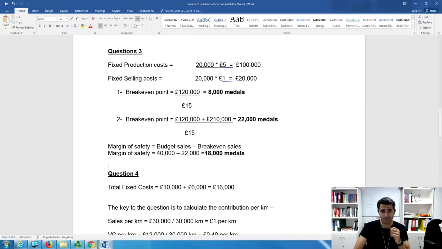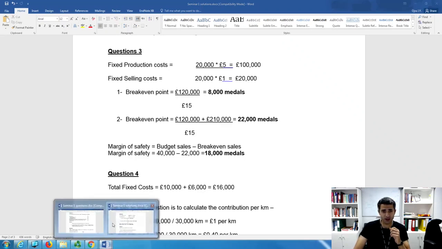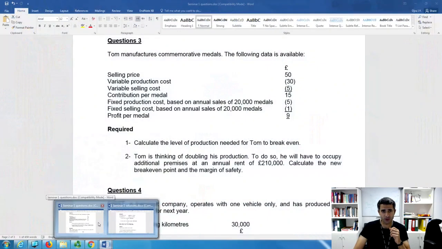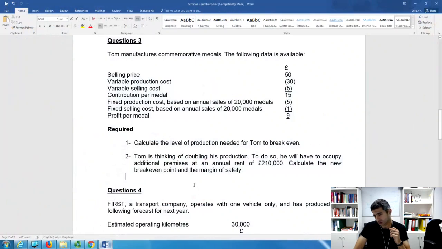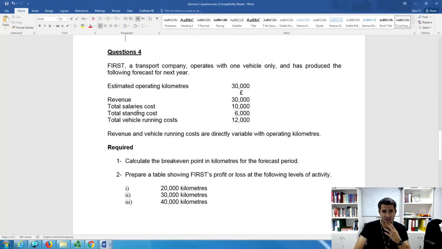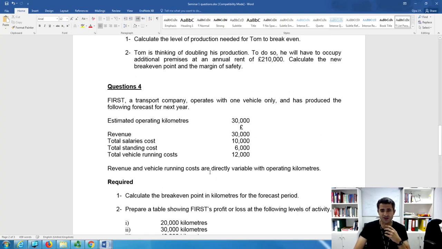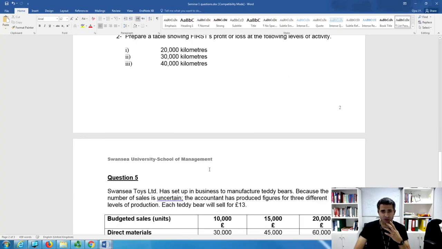That's question number 3. Now for question number 4, it's the same stuff. Just go through it, the answers are there. If you found it difficult, let me know.